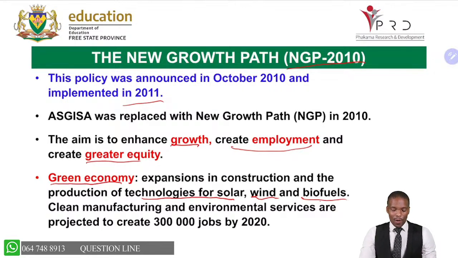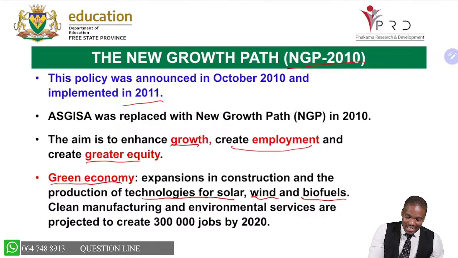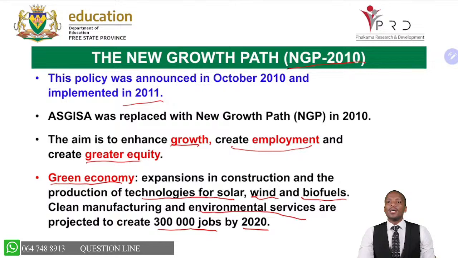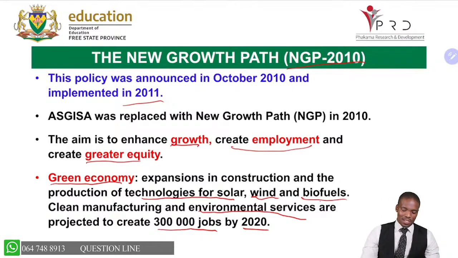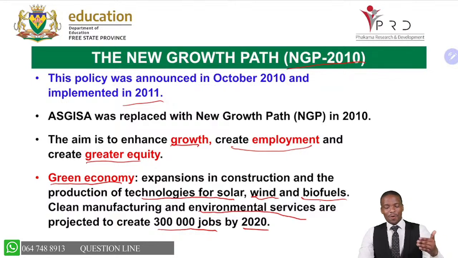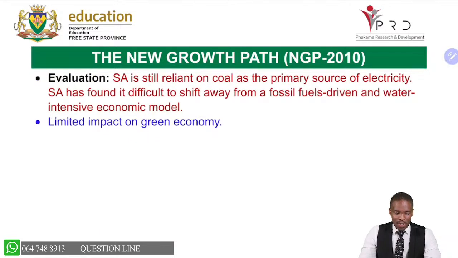energy. In that way, we are promoting clean environmental services, and also it was projected to create 300 jobs by the year 2020. It has achieved some of those elements, but at some point it has failed to achieve some of those elements. So every policy that was implemented by the government, you also need to evaluate its achievement. Okay.